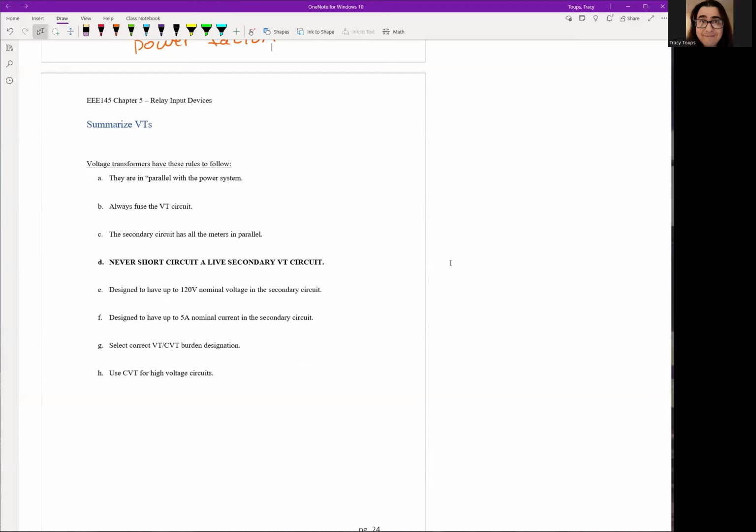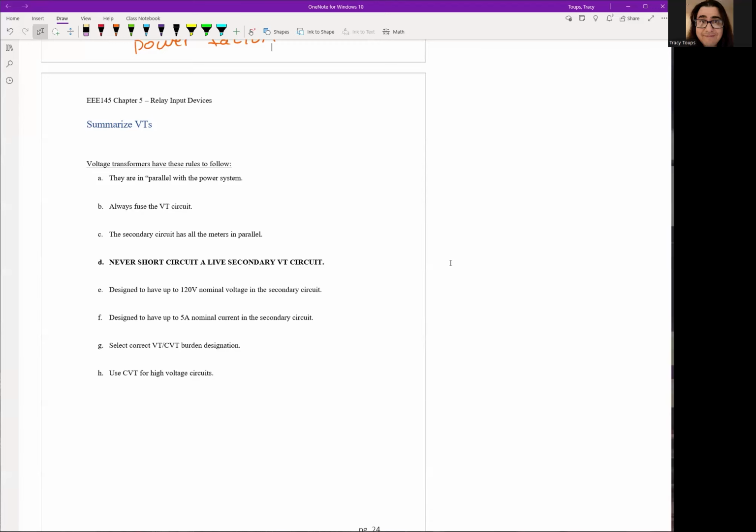Never short circuit a live secondary VT circuit. Okay, this is the opposite of the CT. Every meter and every device you put in a secondary circuit of a VT has a very, very high impedance. You should treat a VT like an actual source. So if you ever short a source, what's going to happen? You're going to have an incredibly high amount of current. You'll most likely damage it, hurt yourself, or blow something up. So as a general rule of thumb, you should never put shorting bars or shorting wires on a VT circuit. That's a big no-no. You can cause a lot of damage.